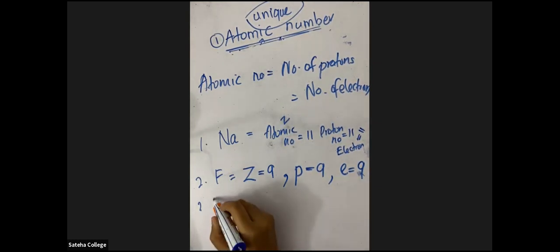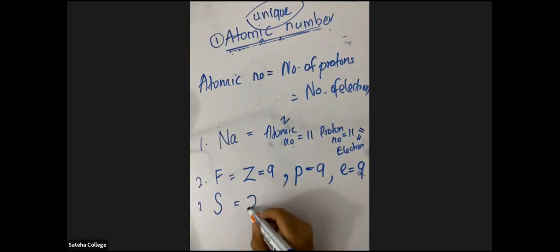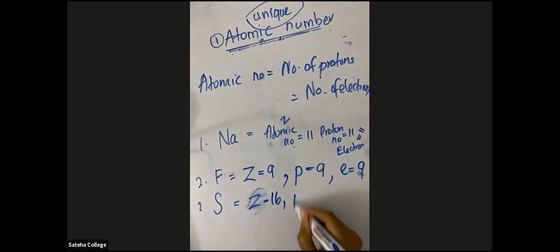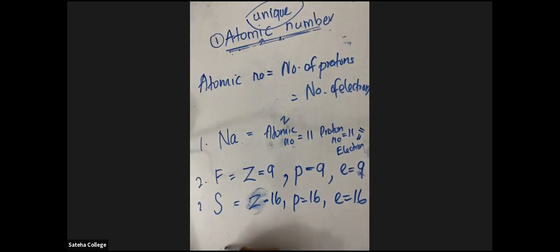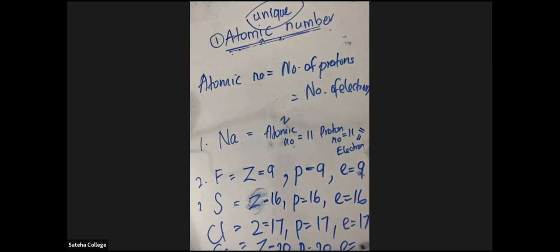Then next one was sulfur. So atomic number is equal to 16. Proton number also 16. Electron number also 16. The next one, chlorine. Chlorine atomic number was equal to 17, proton 17, electron 17. Calcium. Calcium atomic number is 20, proton number is 20, electron number is also 20.